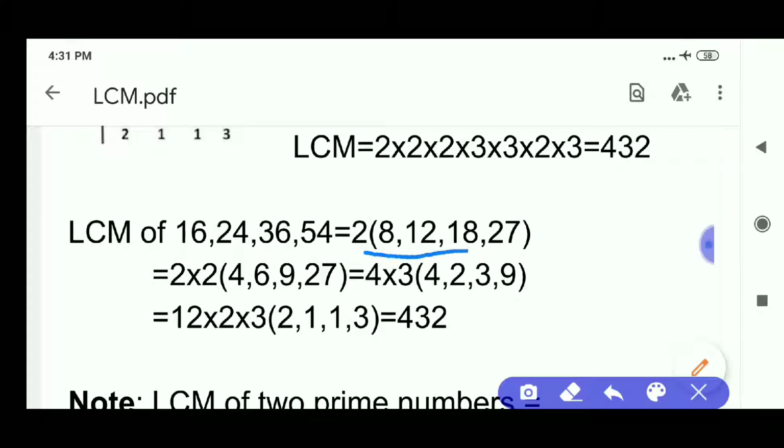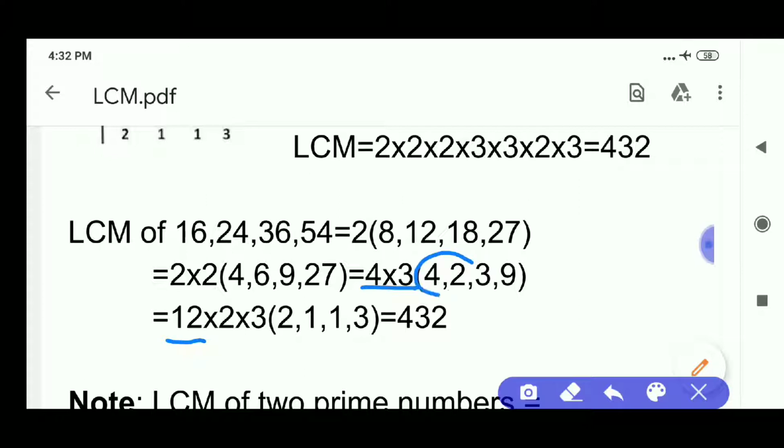Observe carefully. First three numbers are divisible by 2. So it is 2 into 2 into (4, 6, 9, 27). Now 2 into 2 is 4. Here 6, 9, 27 are divisible by 3. So it can be written as 4 into 3 into (4, 2, 3, 9). This 4 is copied as it is. Now 4 into 3 is 12.